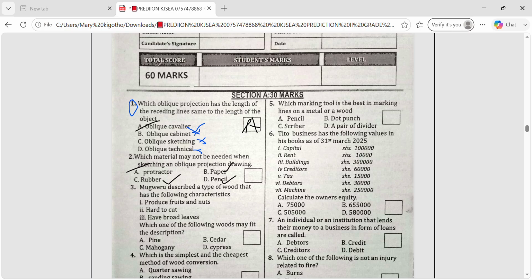So the answer there is A, because a sketch is drawn freehand, so you don't need a protractor. However, you need paper, a pencil, and a rubber for drawing and correcting mistakes. Note here, they say that is when sketching. So when you are sketching, you don't need a protractor. Hope you have gotten that.